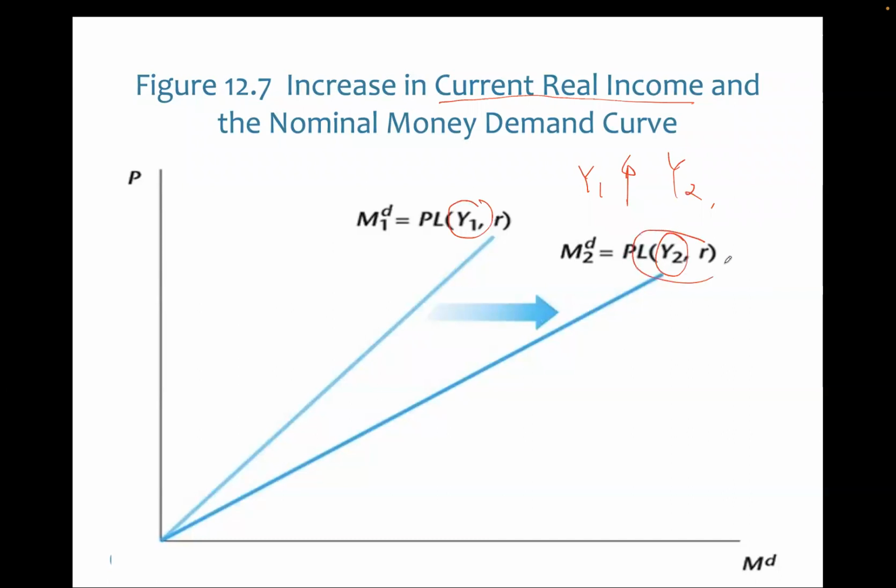Remember, this is L, which is Y minus X star R. Here we only talk about Y. If Y increases, then this term is going to increase. This is for a given value of P. So if the current real income increases, then the nominal money demand is going to increase.